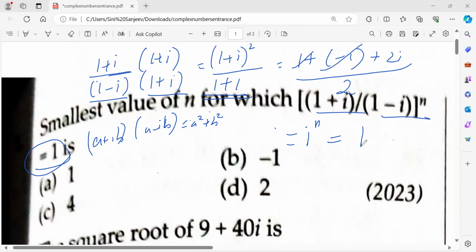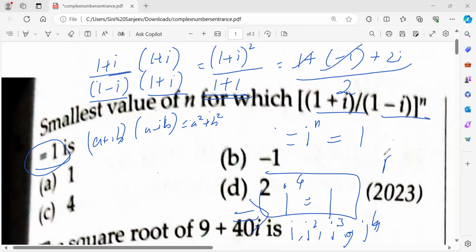Just now I told you, what is it? I power 4. What is the value? 1. Remember, just now the shortcut: i square, i cube. Correct? And what is i power 4 value? 1. So what is my n value here? 4. n value is 4. Is it clear for everyone? Copy it down, let me know.